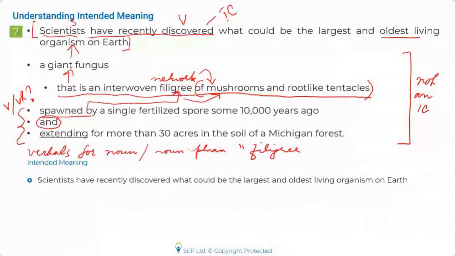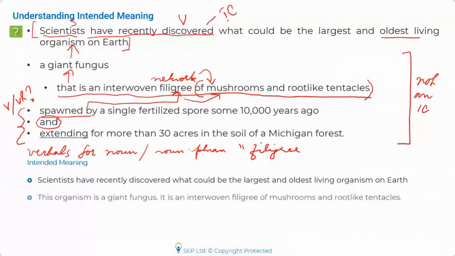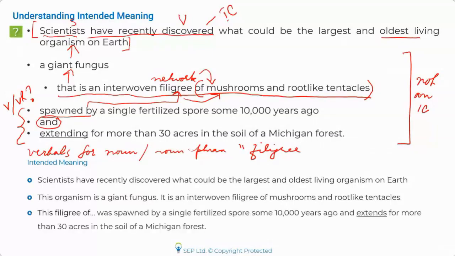So the intended meaning is, scientists have recently discovered what could be the largest organism. This organism is a giant fungus. It is a filigree of mushrooms and tentacles. This filigree was spawned by the spore thousands of years ago, and this filigree extends for more than 30 acres. So we have converted was spawned and extends both into verbals. One has become spawned by, the was is gone, and the other becomes extending, and they are parallel. The sentence is correct as it is. Okay.